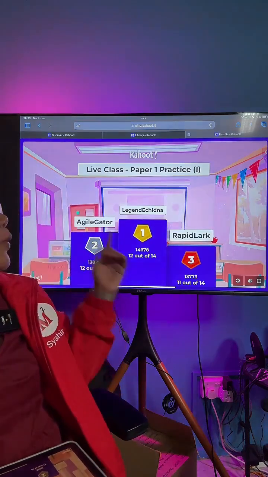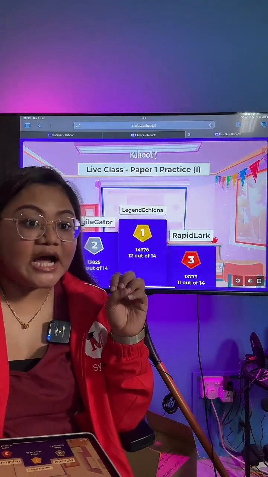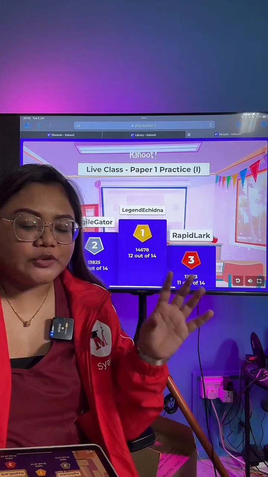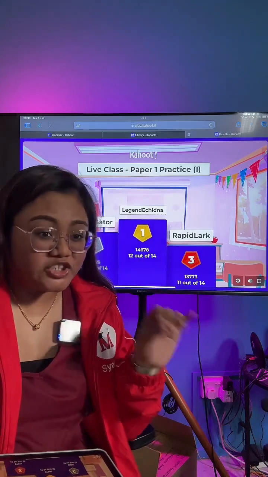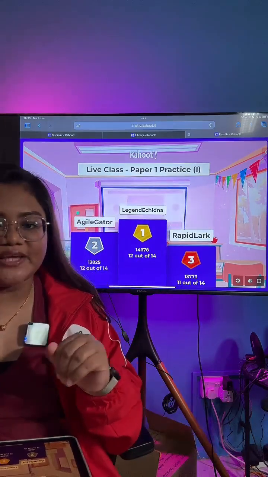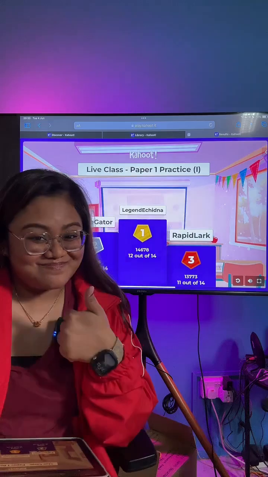The mock exam is for what? It's for you to practice being in an exam scenario, exam situation, and then to also use it as a checkpoint to see what you need to improve on before your actual PSLE, okay? Our next live is on Tuesday at 7:30 p.m.